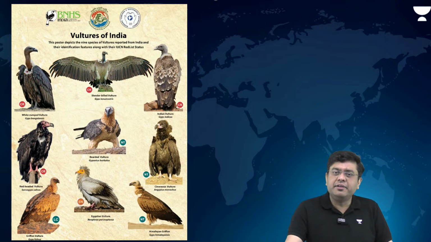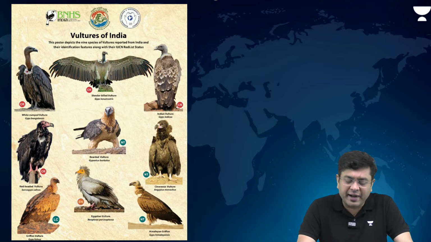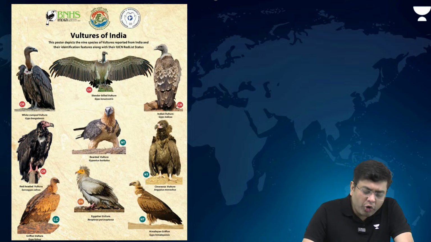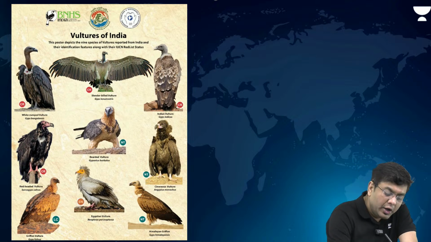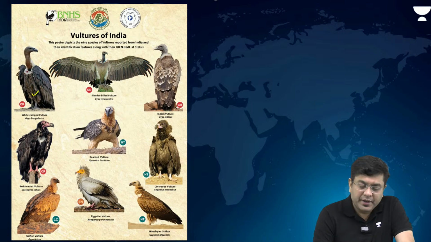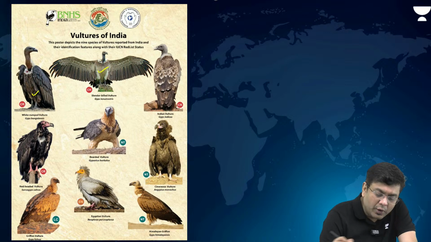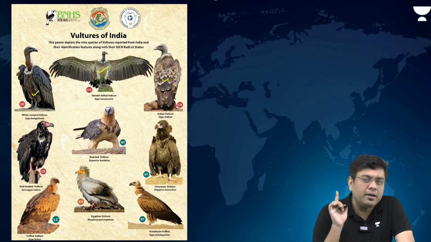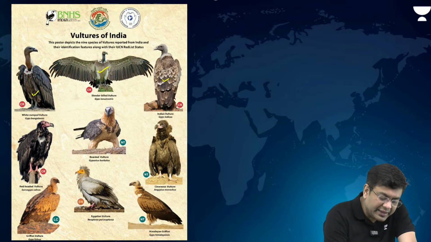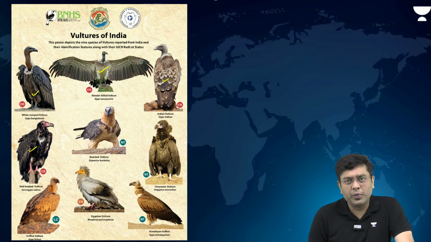Now, these are the variety of vulture species that you find in India. Out of that, if you observe, 4 of them are critically endangered. Which of them are critically endangered? White-rumped vulture, right? Then slender-billed vulture. Then you have Indian vulture. The 3 varieties of gyps vulture that you have, they are critically endangered. And then you have red-headed vulture.